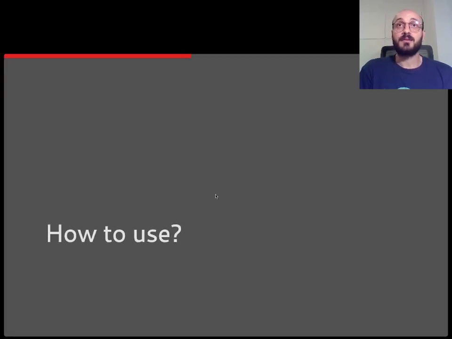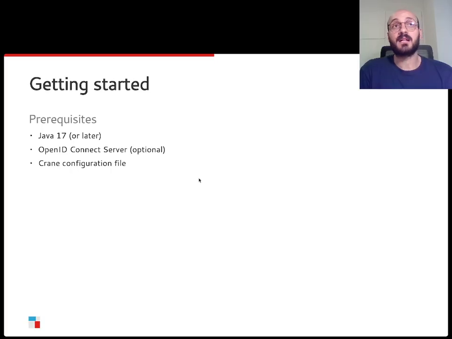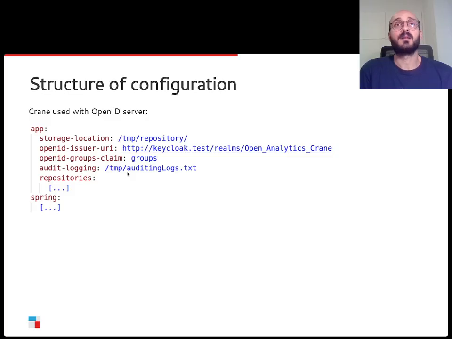To use Crane, you need three things. You need Java 17 or later. You optionally need an OpenID Connect server, as I said, only if you're using the authorization rules of Crane. And lastly, you need a configuration file. This is what we're going to focus on the next slides.